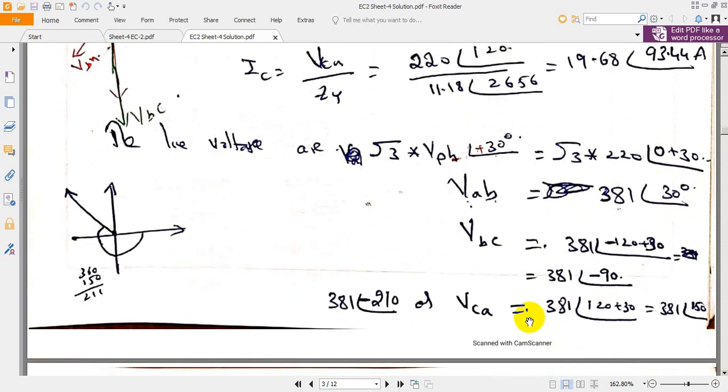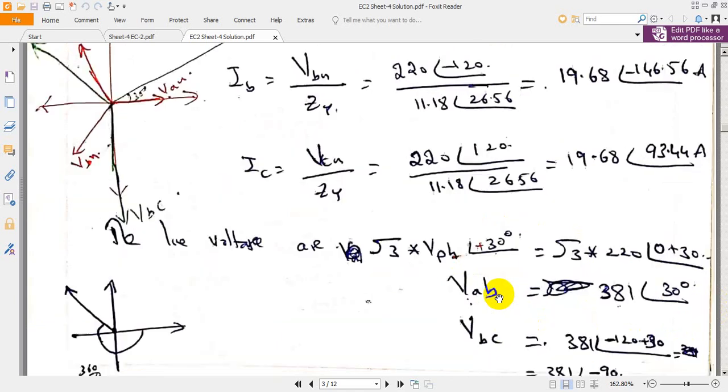So you will get VAB is equal to 381 at an angle of 30. VBC is equal to, add minus 120 to this value, you will get 381 at an angle of minus 90. For VCA, to this value 381 at plus 30, add 120, you will get 381 at an angle of 150. This forms your VAB, VBC and VCA. We got the line voltages.